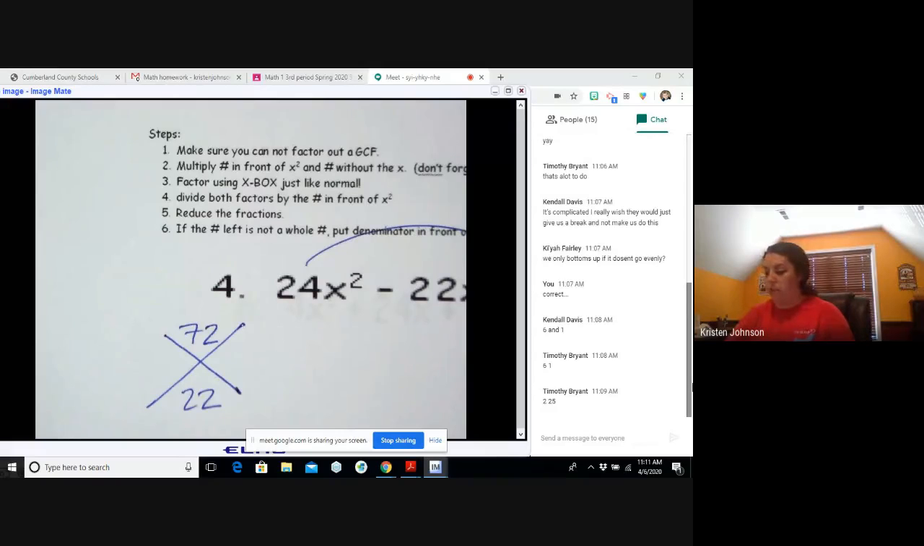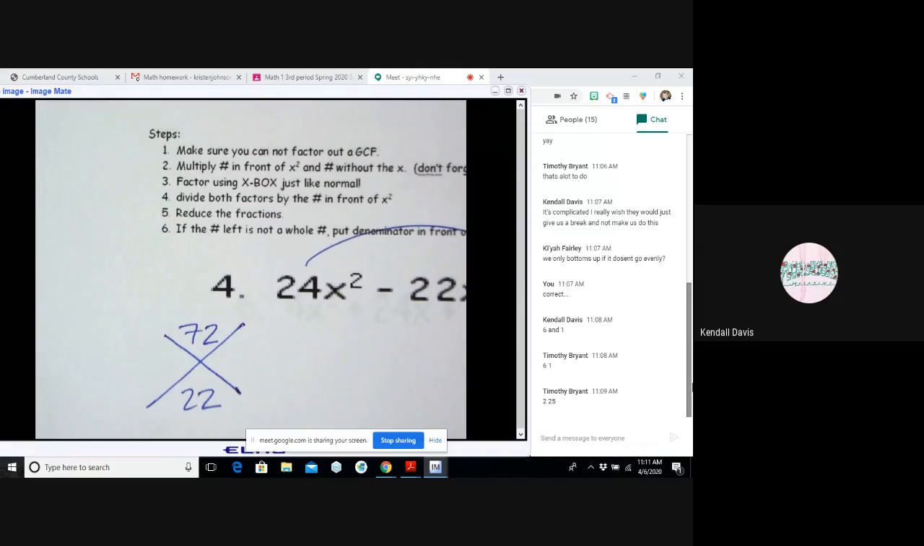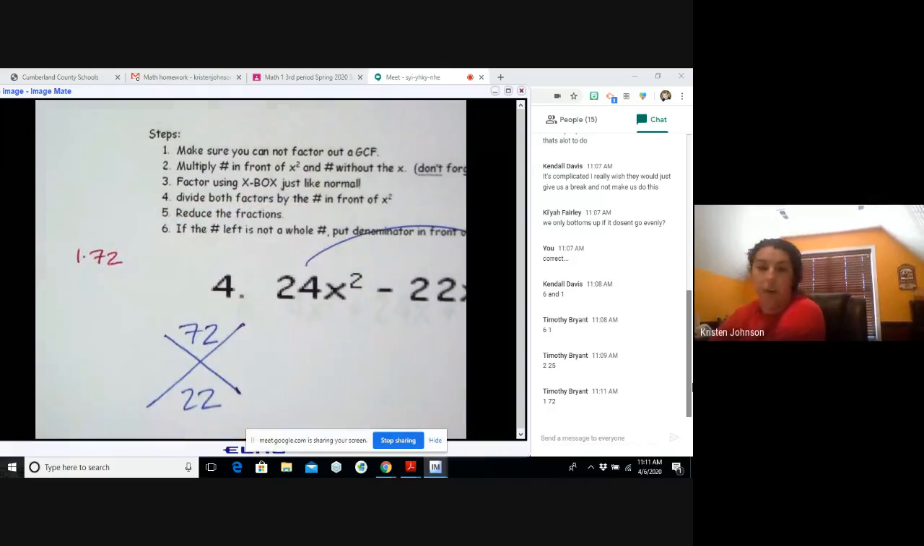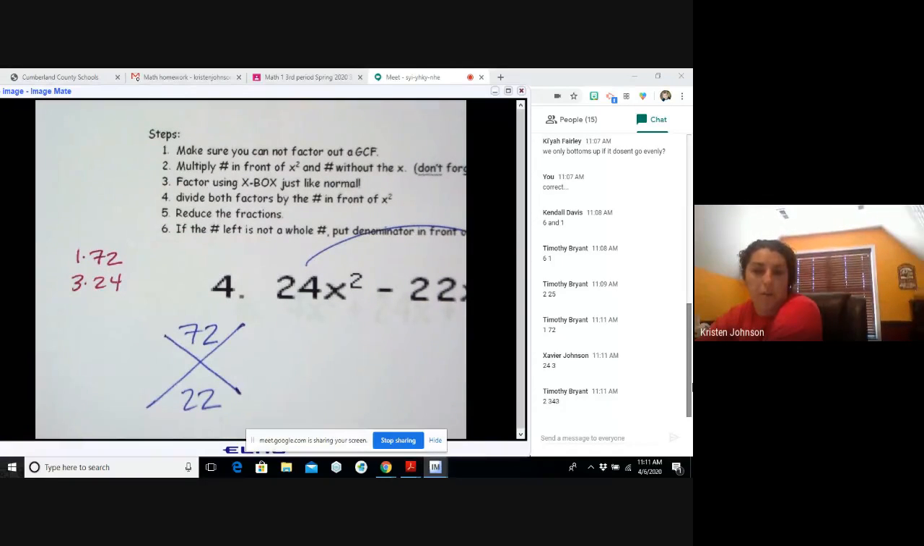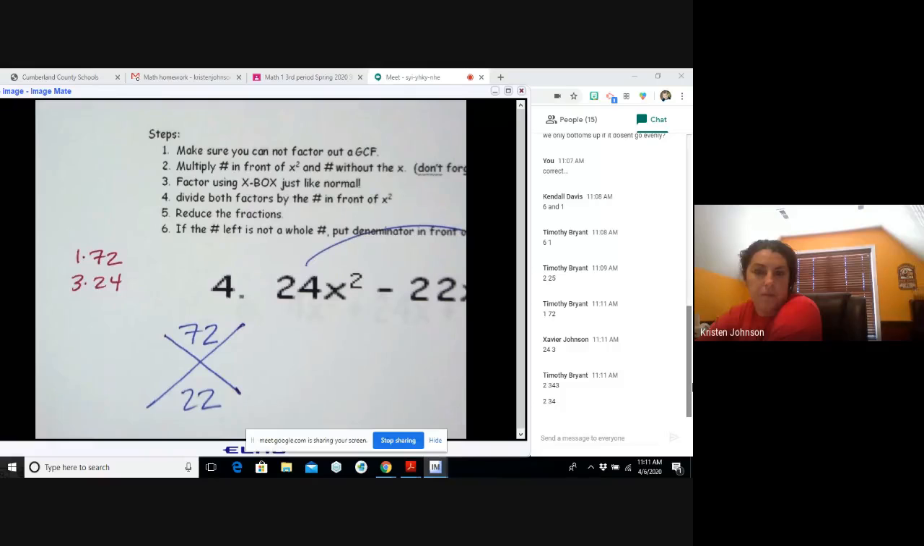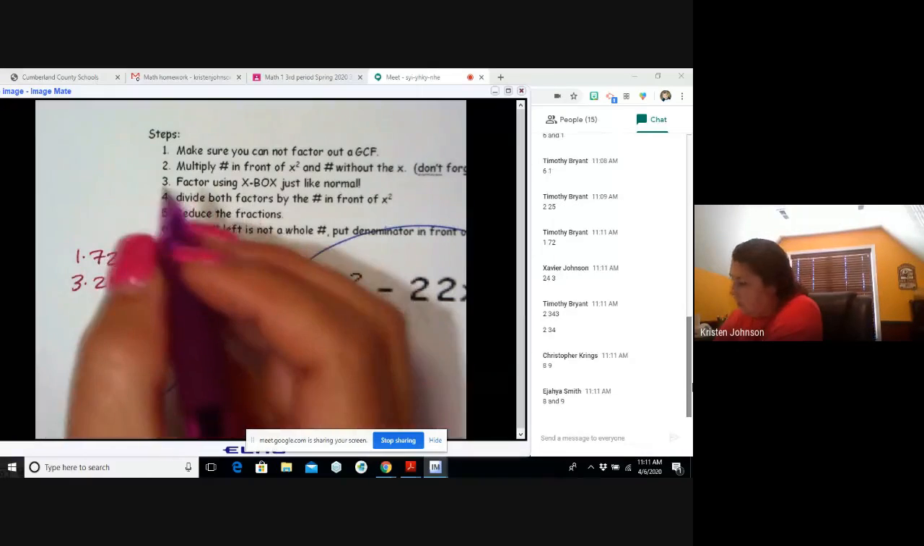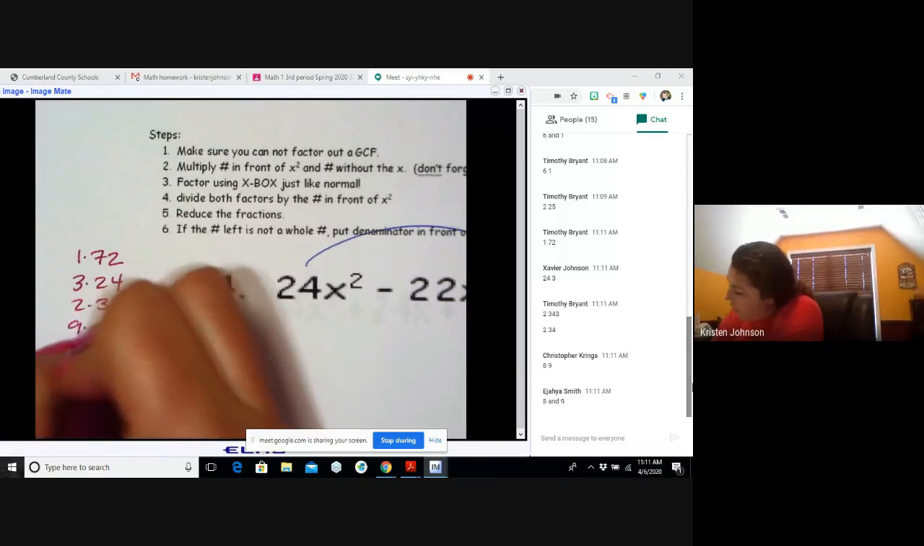Can anybody give me any factors of 72? They don't have to be the biggest ones, just any at all. They don't have to be the right ones. Just give me any numbers that you know multiply to give me 72. 1 and 72. Good job. Next one. What else? Good job, Xander. All right, 3 and 24. Should be 36, not 34. 2 and 36, 9 and 8.